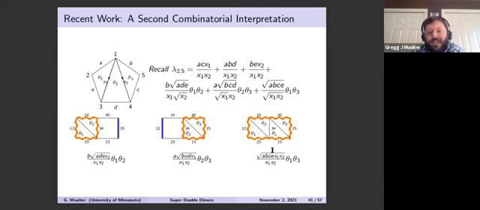And I just want to emphasize that this last one involves theta 1 and theta 3. The theta 2s in the middle are not relevant for the formula.